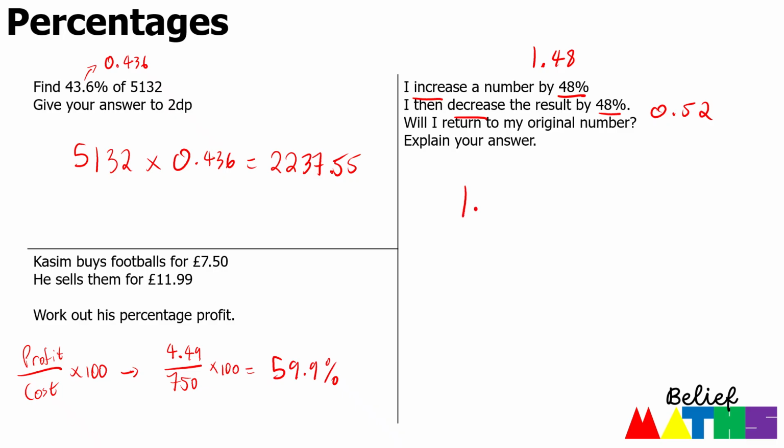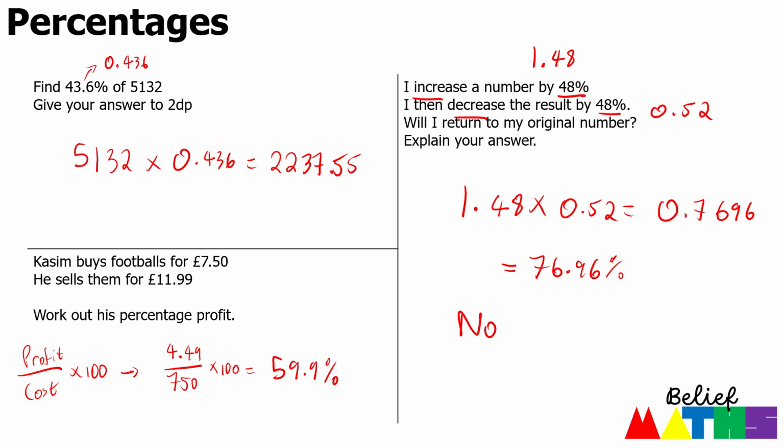If we multiply those two values, 1.48 multiplied by 0.52, that gives us an answer of 0.7696, which means that at the end we have 76.96% of our original number. So therefore the answer is no, we will not return to our original number. We'll be significantly lower. We'll be nearly 25% lower than we were when we started. The other option, which you might find easier to understand, is pick a number. Just say, if I use 100, or if I use 1,000, or if I use 200, whatever number you want to pick, decrease it by 48%, then increase the answer by 48%. Again, using your multipliers, you'll show that you won't end up in the same position.